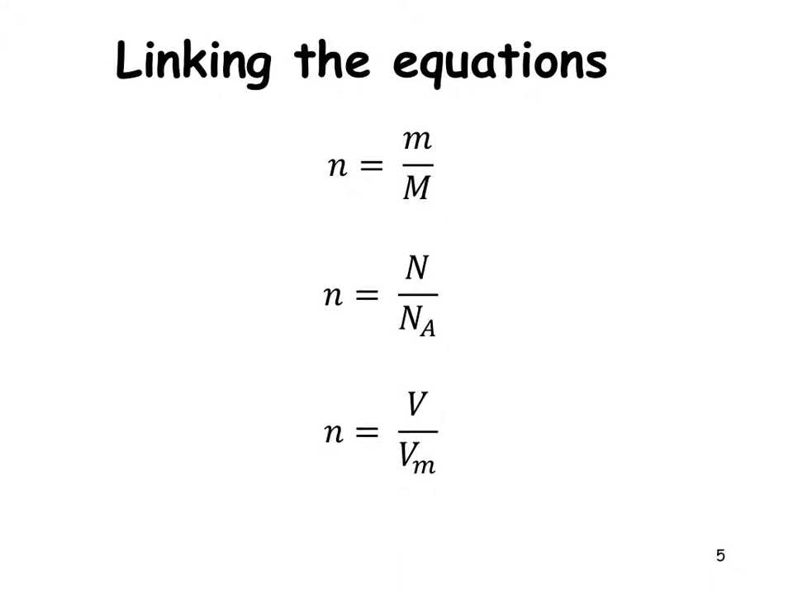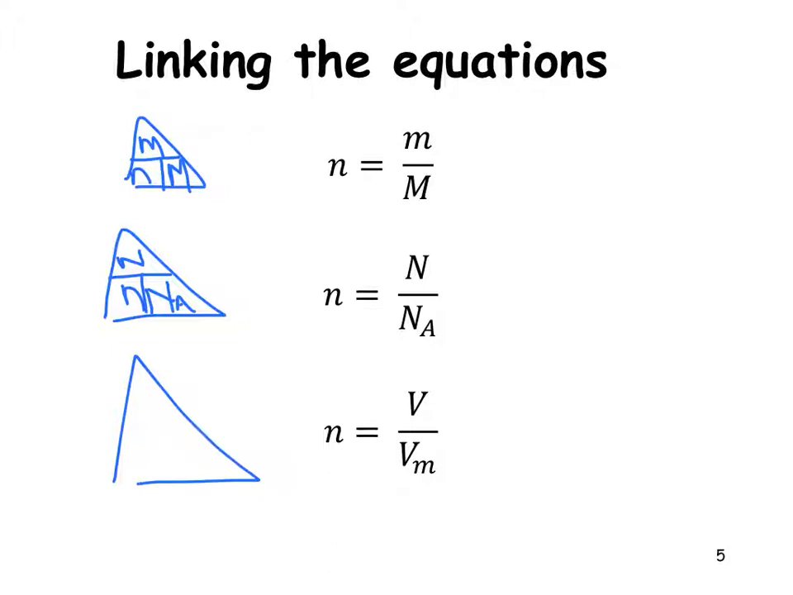What's starting to show itself is that we've actually got 3 equations that tell us the number of moles, which means that we've got 3 triangles. The triangles are: number of moles is equal to mass over molar mass. Number of moles is equal to number of particles over Avogadro's number. And finally, number of moles is volume over molar volume.